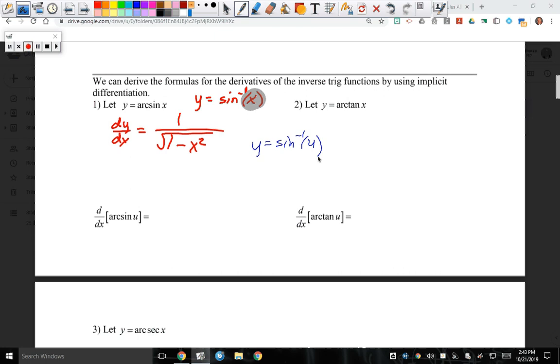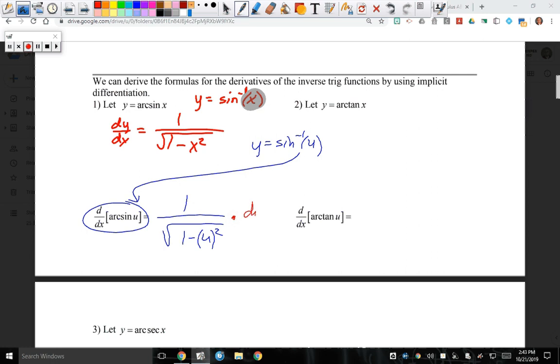So the rule here, when it's talking about something other than just x, is going to be 1 over the square root of 1 minus u squared times the derivative of the u. So whatever u is, that's the stuff in parentheses, you would multiply by the derivative of that at the end. Okay?